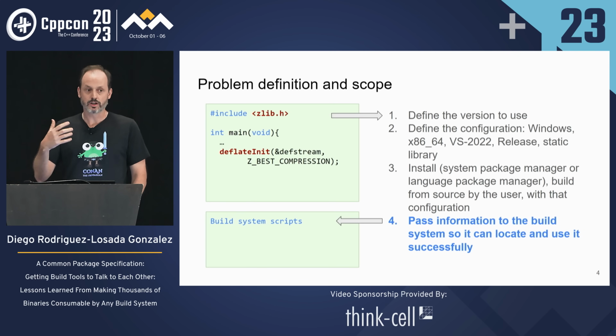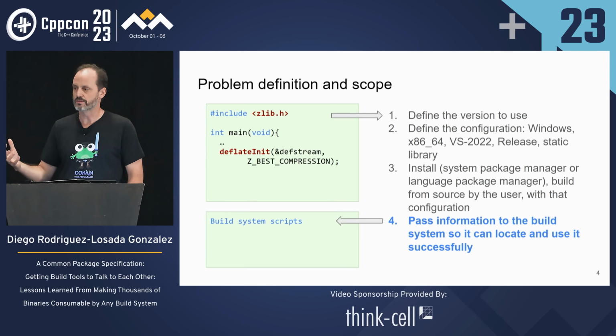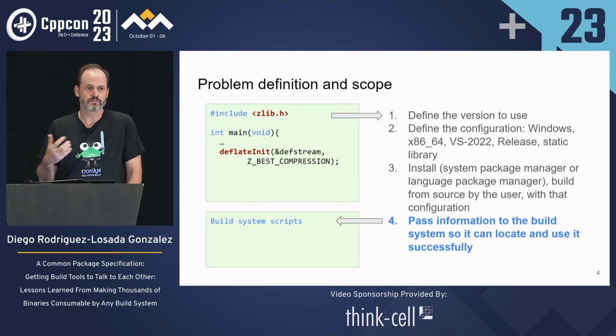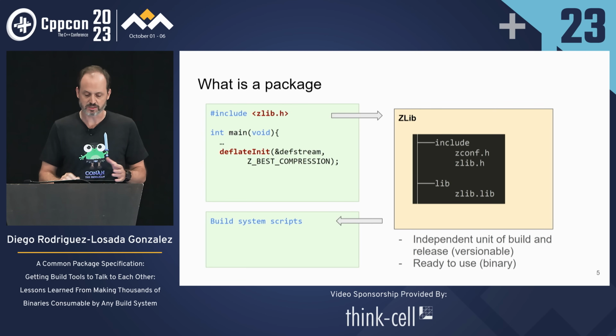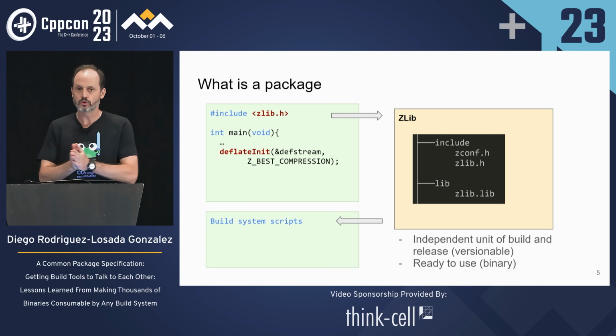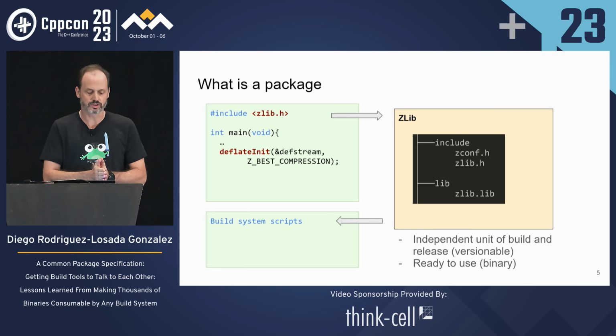And then the goal is to pass the information from this compiled zlib to the build system, so the build system can use this information successfully to link my application together, so I have a working application. The scope of the CPS, the Common Package Specification, is exactly this fourth point: how to pass the information from an existing package to the build system so the build system can use it.